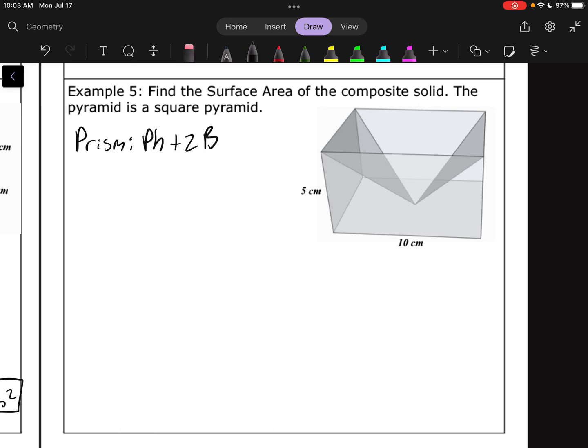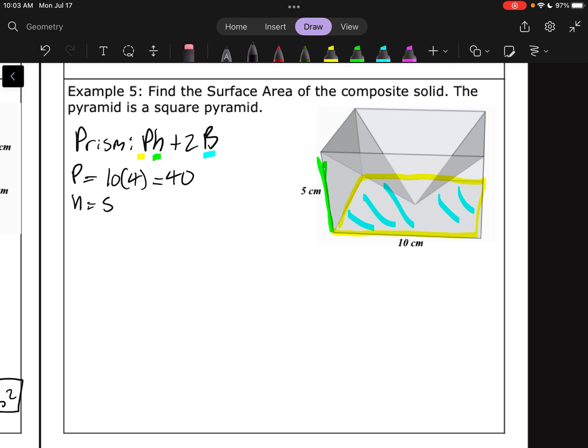But if we're thinking about how much from this prism is exposed, I would say, well, the perimeter would be the bottom down here. 4 sides, if this is a square pyramid, it's a square prism, so that would just be 10 times 4, which is 40. The height is clearly 5. And then the area of the base, that would be down here. That would be 10 times 10, which would be 100.